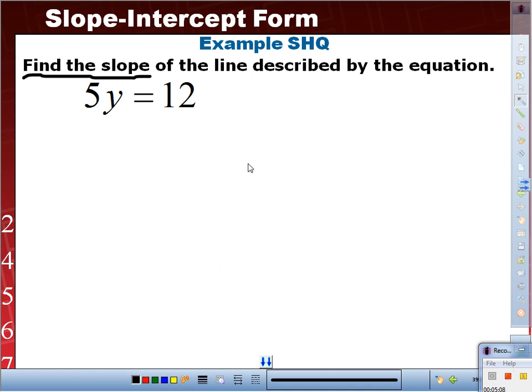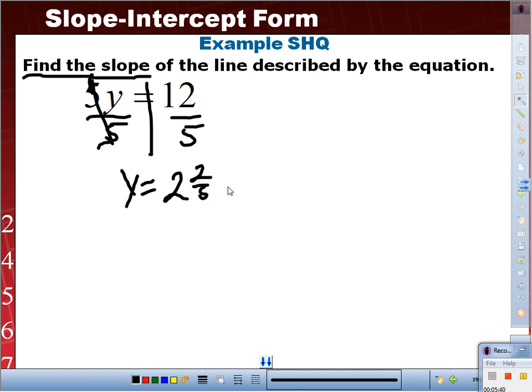All right. So let's look at this one. Is this one already solved for y? No. Line down the equal sign. Divide by 5. Y equals 5 fits in there 2 times, and we're left with 2/5, or y equals 2.4.